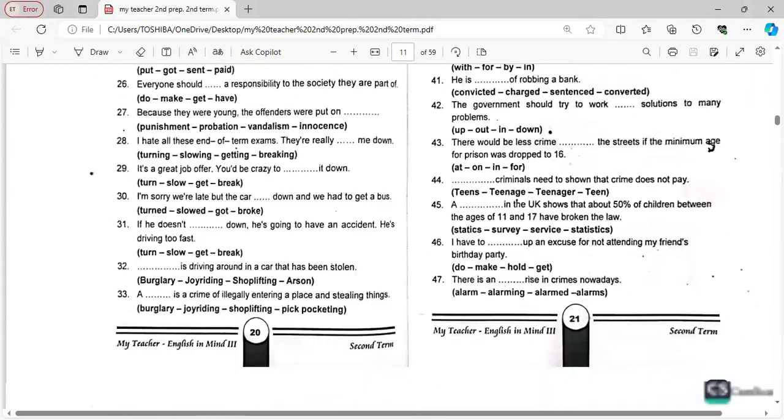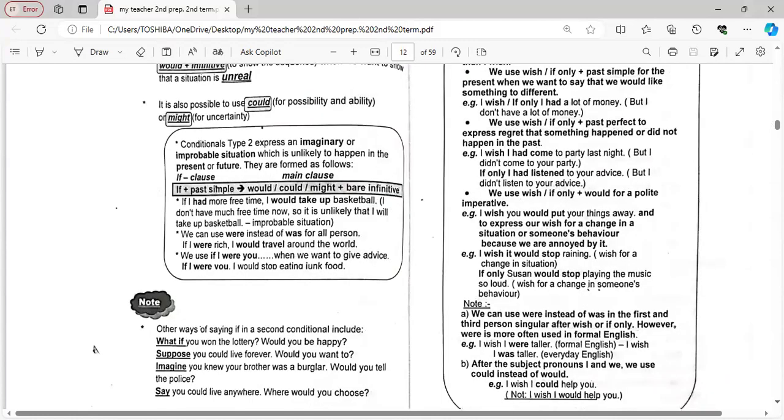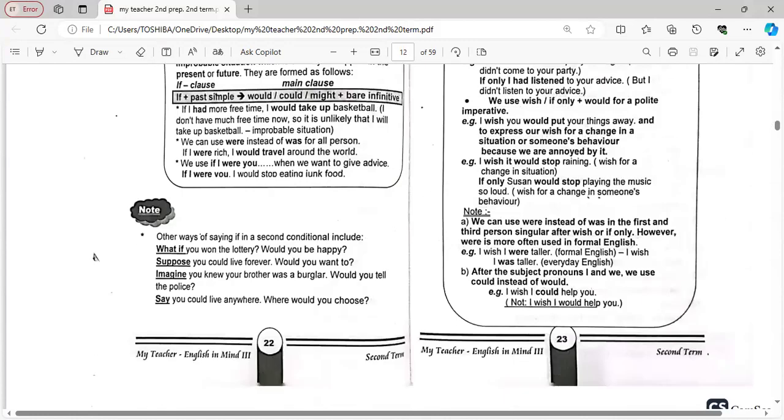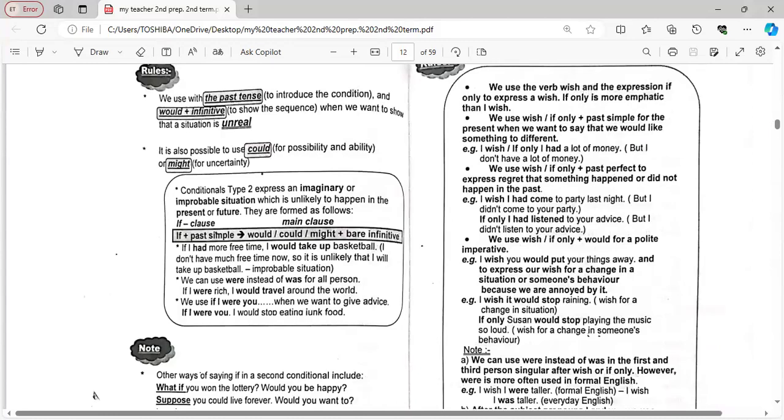12. No. It's page 23. Will you open it? Okay.